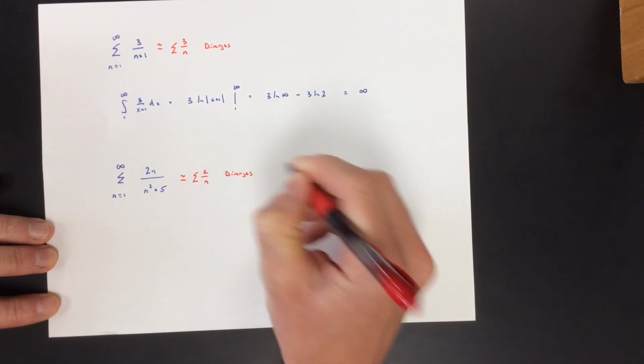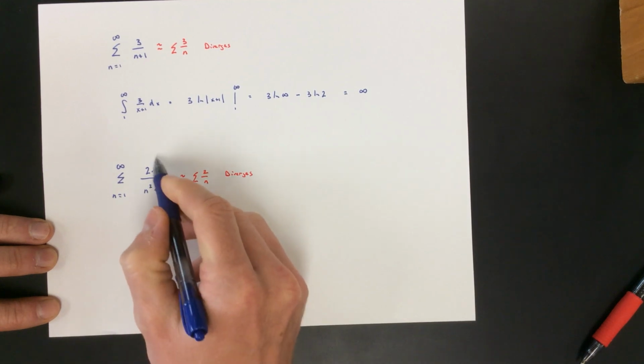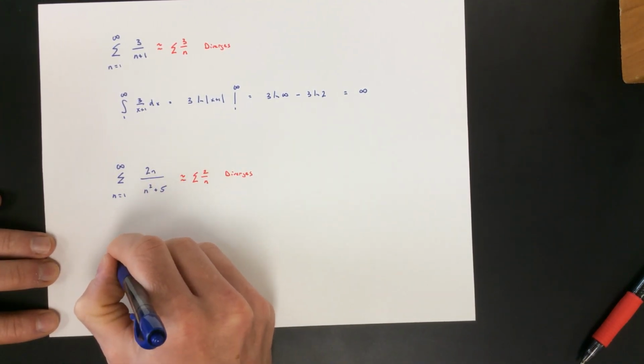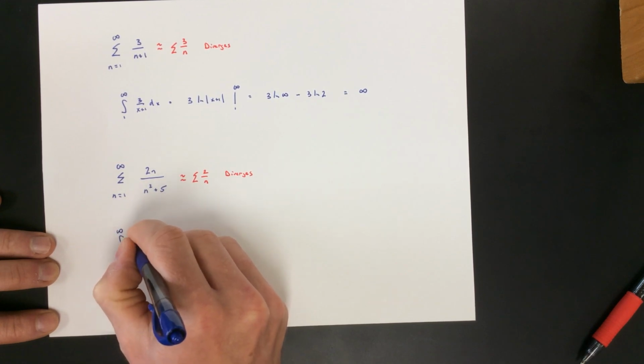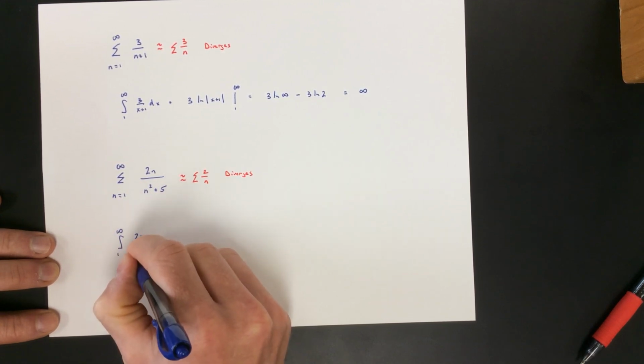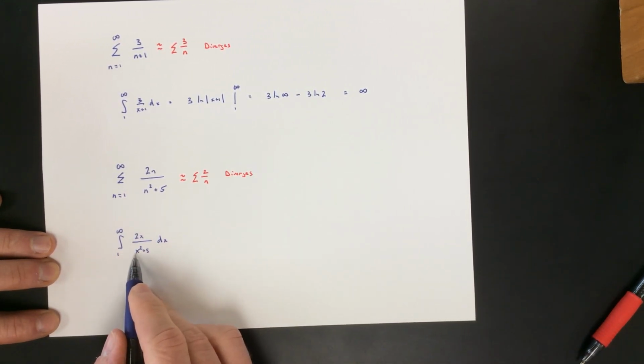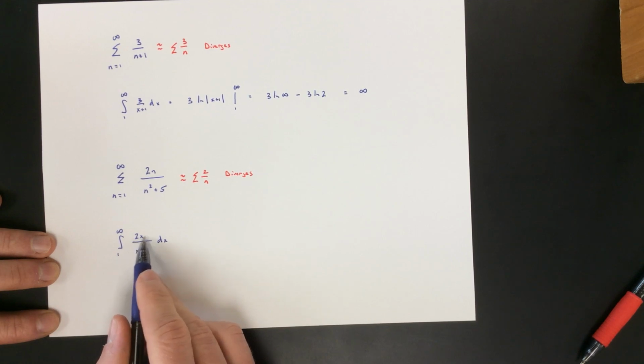And again, you can't really claim the p-series, because this certainly doesn't look just like a p-series, but you could use the integral test, so you could integrate this thing. The integral from 1 to infinity of 2x over x squared plus 5 dx. And if you do a u substitution, if this is your u, x squared plus 5, then that's du, 2x dx.